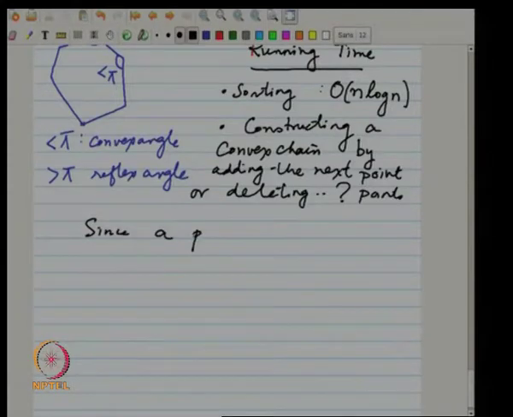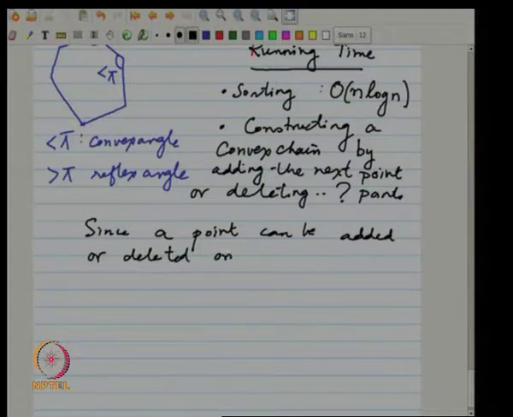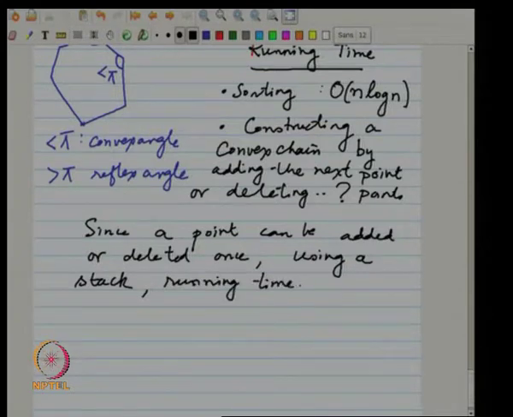All right. So, overall then, what we are saying is that since a point can be added or deleted only once using a stack, the running time here is basically the number of left turn right turn tests.